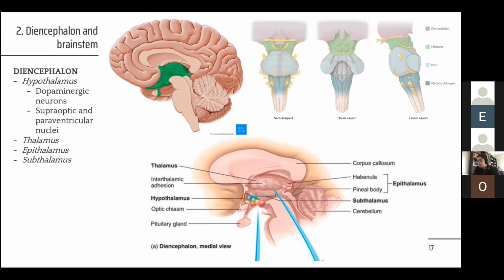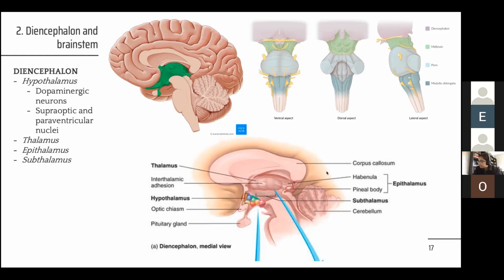The other two things it has are the supraoptic and the paraventricular nuclei. If you remember from endo, the supraoptic one produces ADH and the paraventricular produces oxytocin. They produce their hormones up here, and the hormones get stored in the posterior pituitary down here. Then it also has a bunch of other nuclei that create other things which are less important or less relevant. But that's what the hypothalamus does.